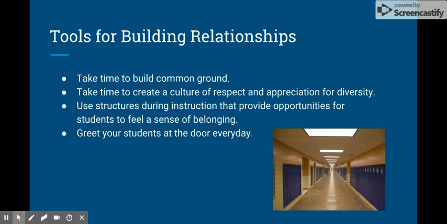Some tools, things to think about. You want to make sure you've taken some time to build common ground with your students. Take the time to create a culture of respect and appreciation for diversity. We want to use structures during instruction that provide opportunities for students to feel a sense of belonging, and greet your students at the door every day.